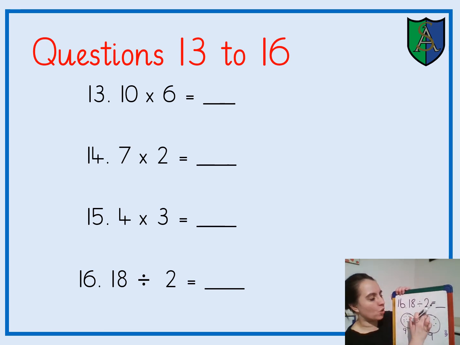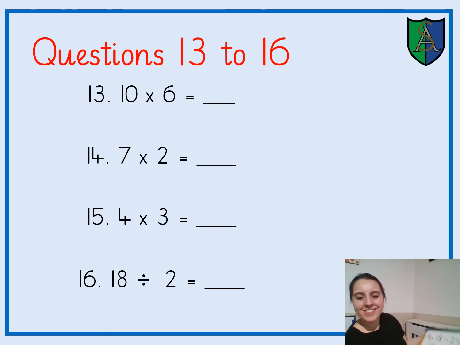So I've divided or shared 18 equally between 2 groups. So my answer is 9. Okay, brilliant. We're going to do the next set of questions, your final set of questions, on the next slide now. So keep listening and remember to fix your answers if you've gotten them wrong, because that helps us. Mistakes are okay. They help us to learn. Okay, let's move on to our final slide then.